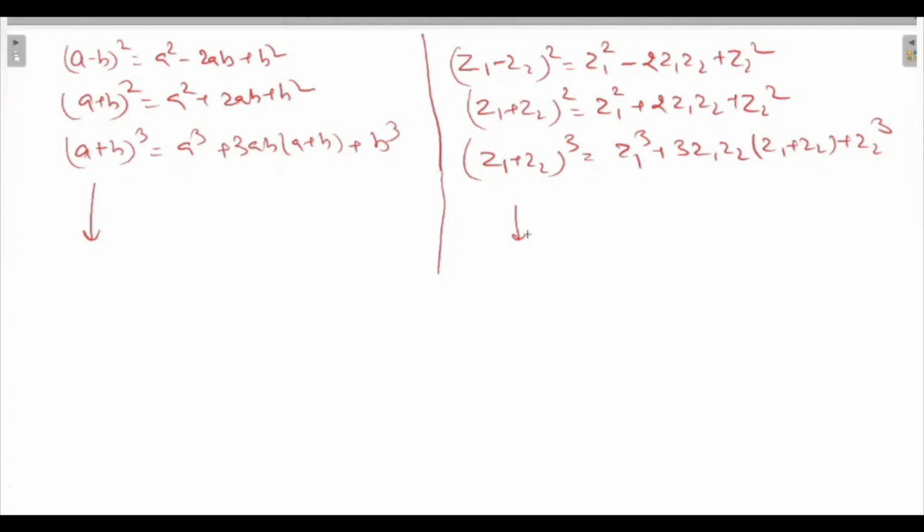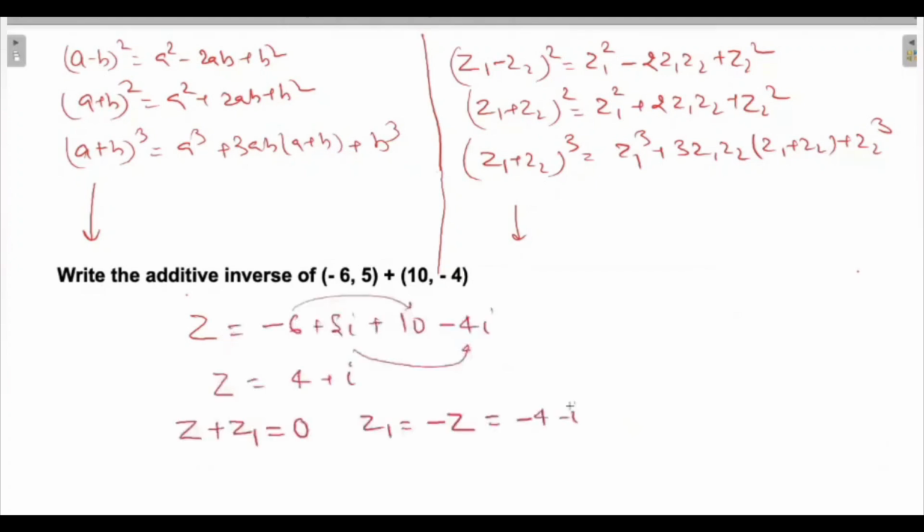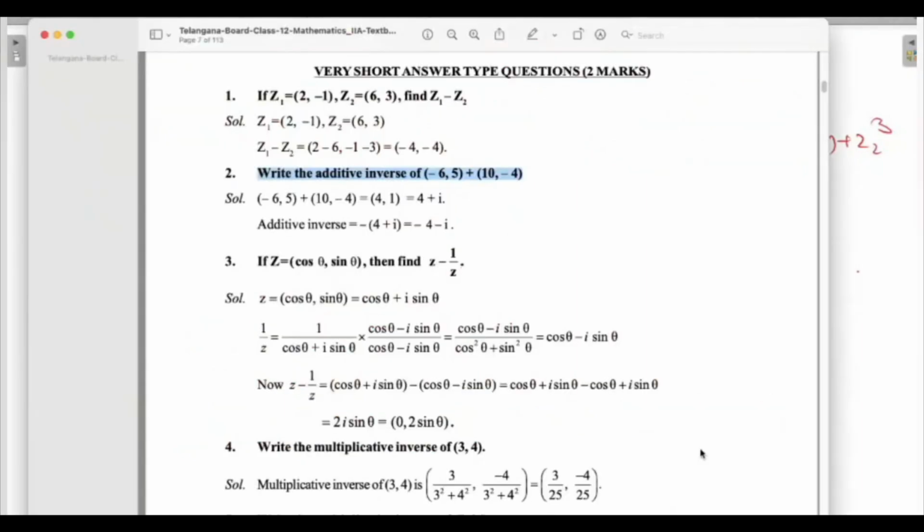Other than that, whatever rules we follow for real numbers would be applicable here for complex numbers as well. All right, so you have to solve this. What is this complex number? This complex number is nothing but z, which is going to be minus 4 minus i, and if you have to represent it in this format, then you will represent z1 as minus 4 comma minus 1. Okay, so this is what they have done, minus 4 minus i.